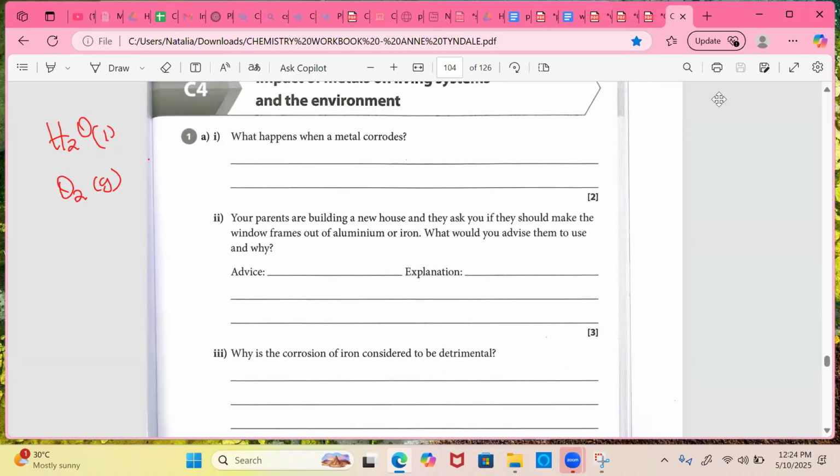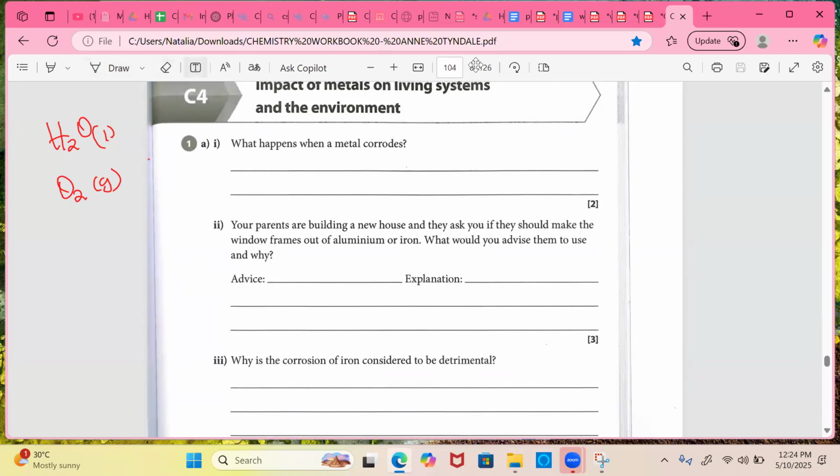All right, what happens when metal corrodes? When metal corrodes, its surface is worn away, right?